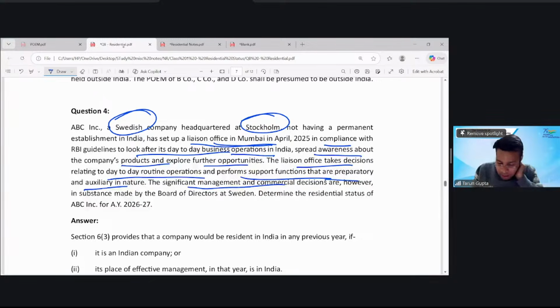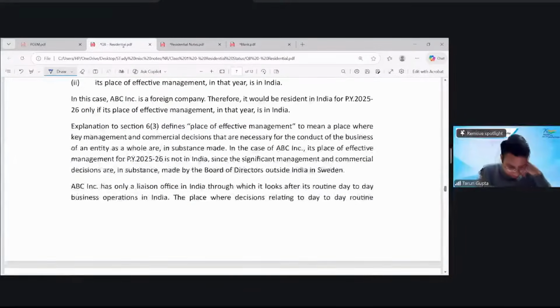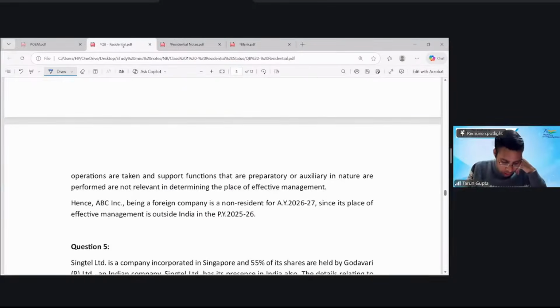The significant management commercial decisions are, however, in substance made by the board of directors in Sweden. It is stated as a fact. The key management decisions are taken in Sweden. Determine the residential status of ABC Inc. Of course, it's a non-resident. It's a foreign company, it's not an Indian company. The POEM is not in India because the liaison office is only taking day-to-day decisions. I have to see who is taking the key management and commercial decisions, which are taken in Sweden. And therefore, my POEM is not in India. ABC is a non-resident. Okay.